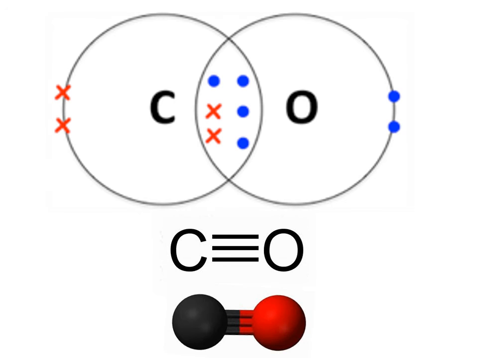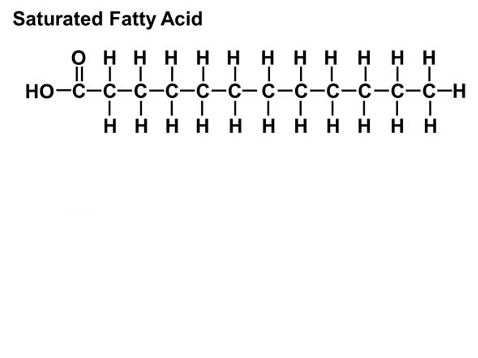In the poisonous gas carbon monoxide, one carbon shares 2 of its electrons with one oxygen atom, and the oxygen shares 4 of its electrons. This forms a triple bond, represented by 3 lines between the carbon and the oxygen atom. This is one of the strongest covalent bonds commonly found.